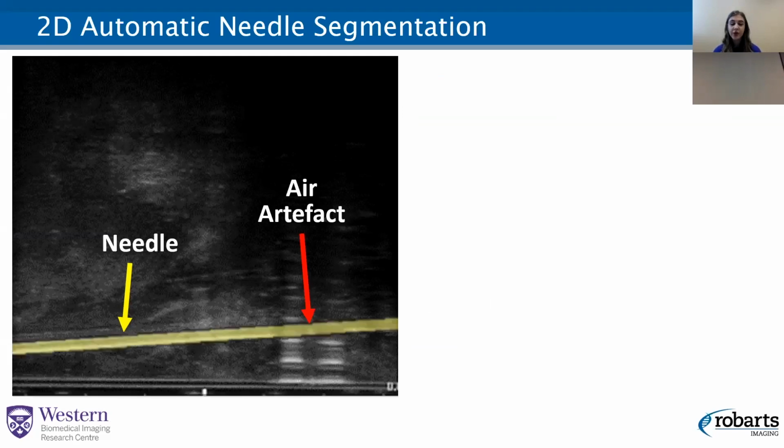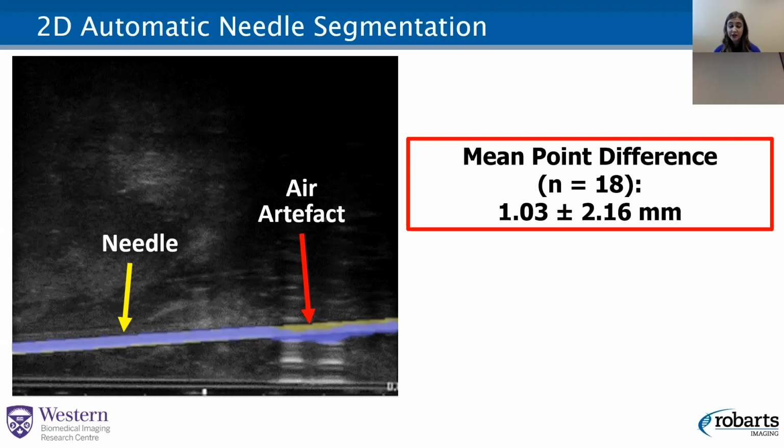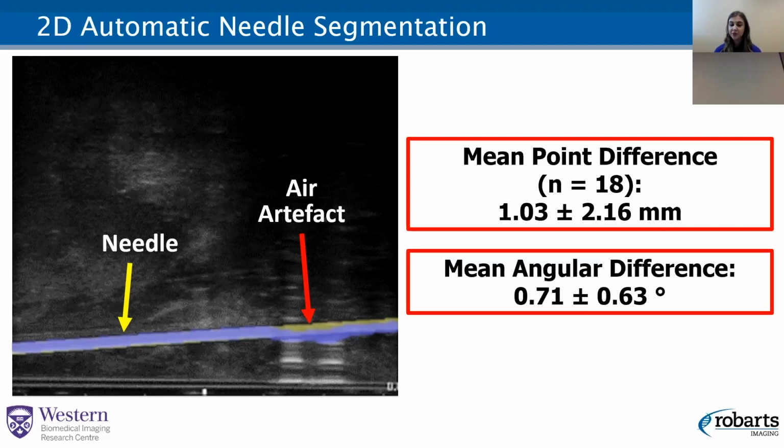And so in yellow is the ground truth segmentation of where the needle is. And now overlaid in blue, you can see the algorithmic segmentation of the needle. And so you can see that it's slightly perturbed by the air artifact, but in general aligns quite well with the true needle trajectory. And so for our 18 needles included, we had a mean point difference of about 1 millimeter with this method and a mean angular difference of about 0.7 degrees, which we think is promising to allow for intraoperative localization of our needles during this procedure.